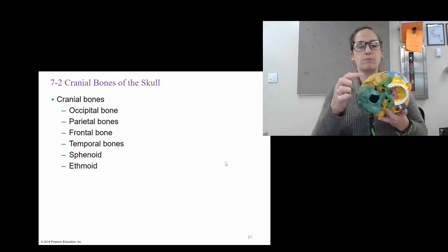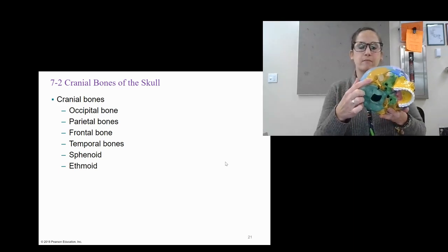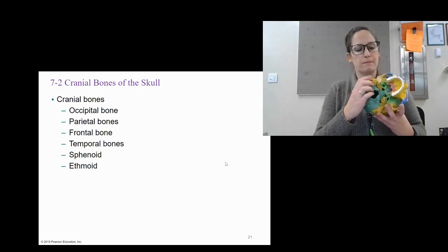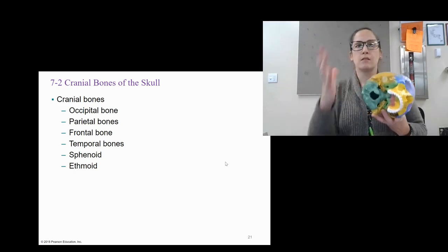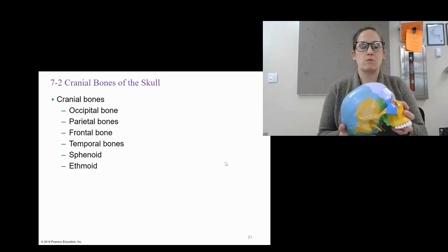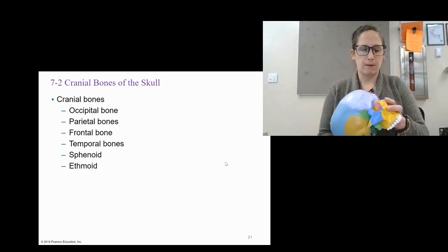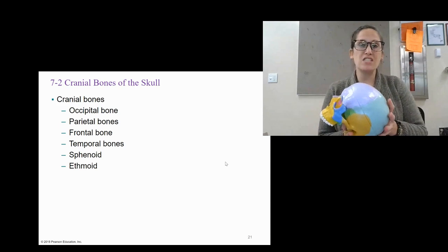You can see on your list there are several other markings that you might want to become familiar with: your styloid process, your mastoid process, your external auditory meatus. Those are things that you might want to take a look at as well, but you are not required to, right? Last two are the sphenoid and the ethmoid.